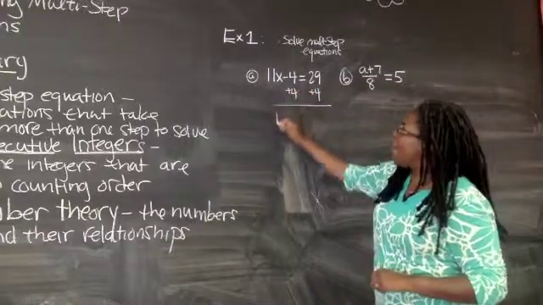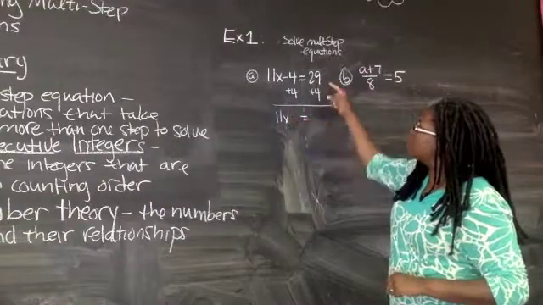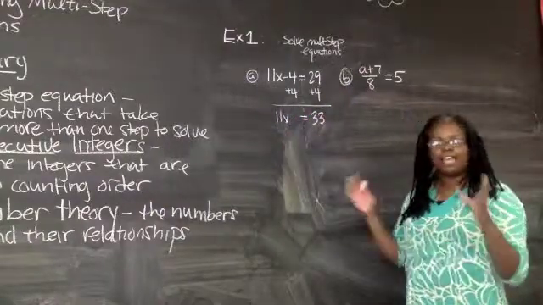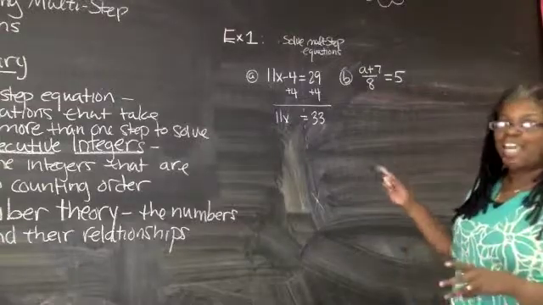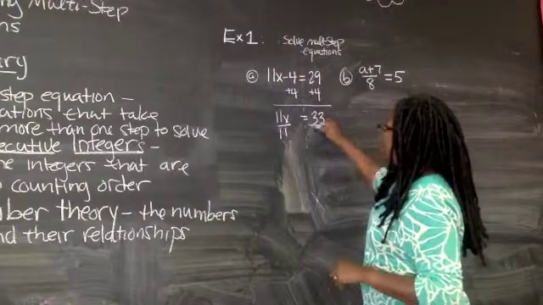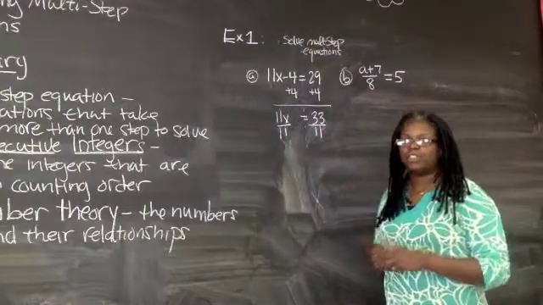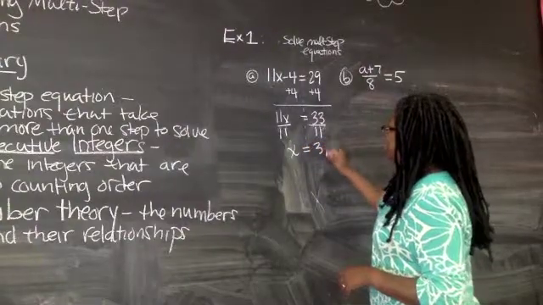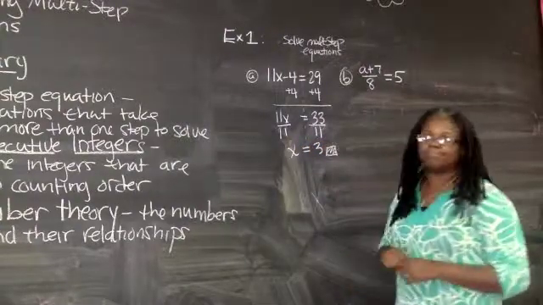When I do that, I have 11x is equal to 33. Now I can attack this 11 and get rid of it. 11 is attached to x by multiplication, so I'll do the opposite and I'll divide. Again, what I do to one side, I've got to do to the other. When I divide both sides, I'm left with x is equal to 3, and I'm done.